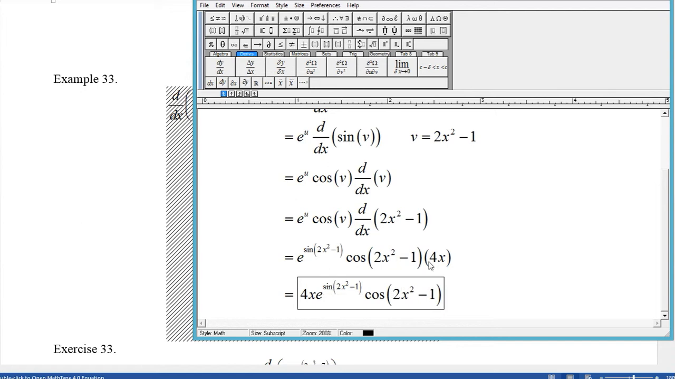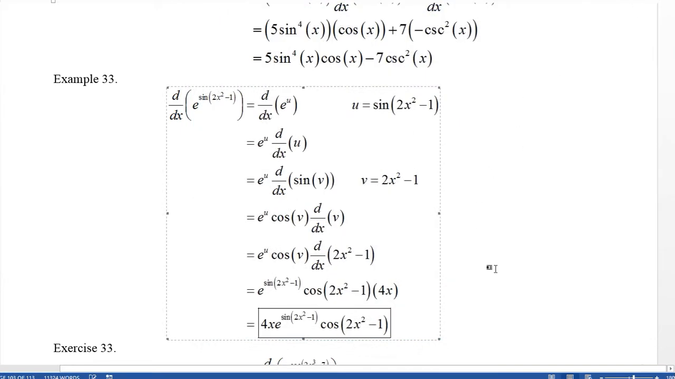Alright, so let's see if we can fix that. The 4x usually is put in the front. So 4x, e to the power sine of 2x squared minus 1, and then the cosine of 2x squared minus 1. So u is sine of 2x squared minus 1. V is the 2x squared minus 1.